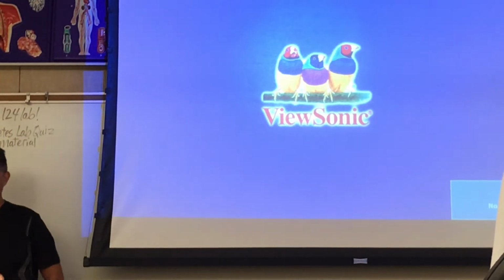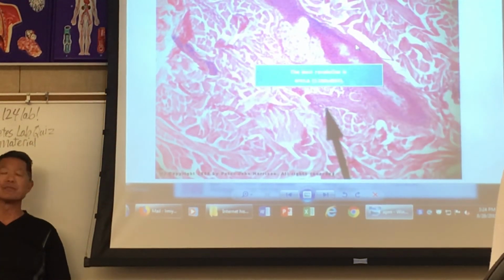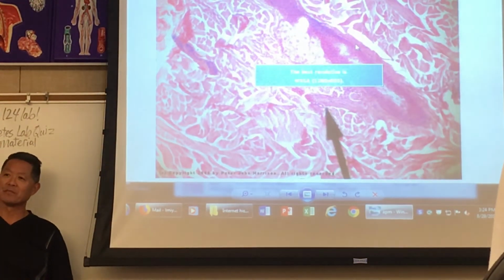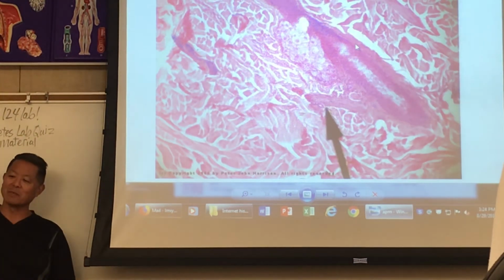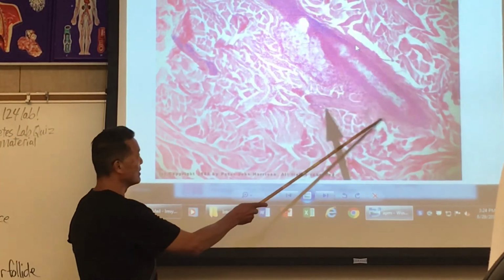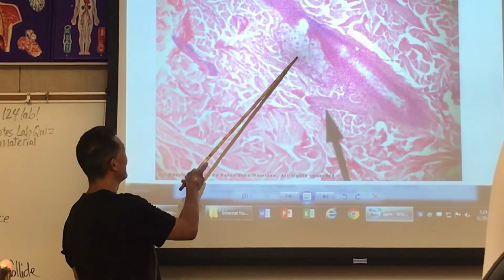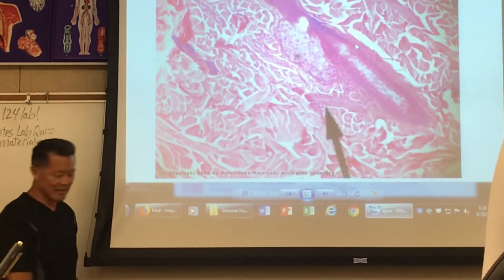What is the name of the structure the black arrow's pointing at? That is an erector pili muscle. Parallel lines, and lots of nuclei inserting on the hair follicle. What is the name of this structure I'm pointing at? Sebaceous gland. That's a sebaceous gland.